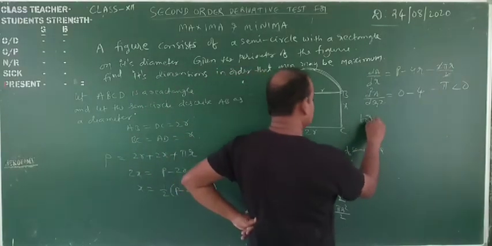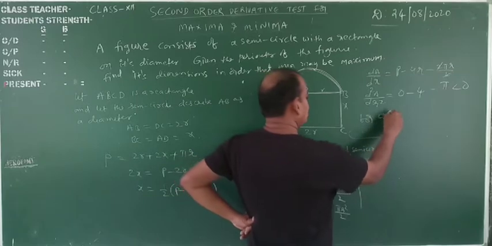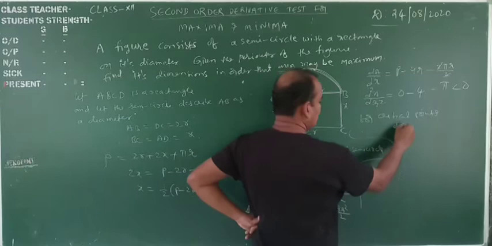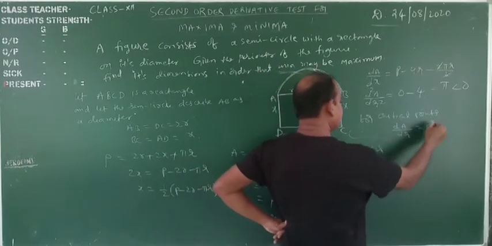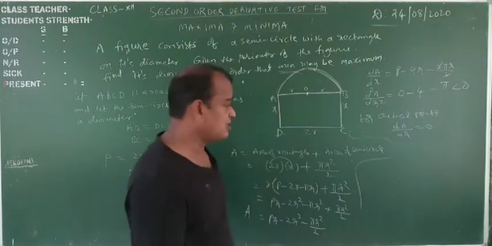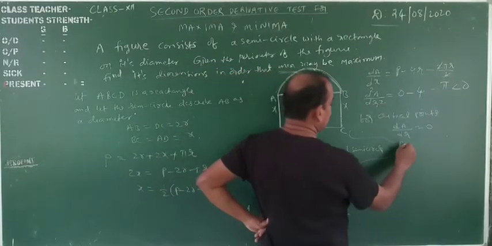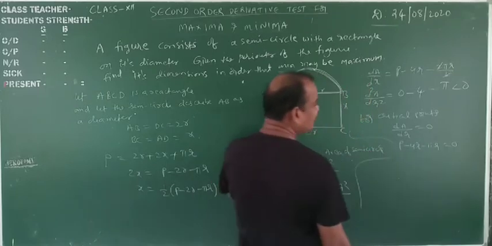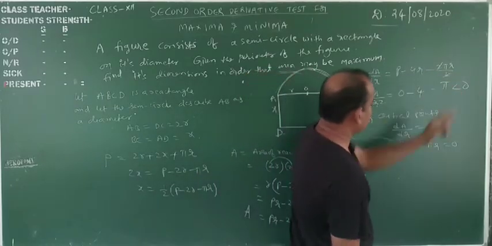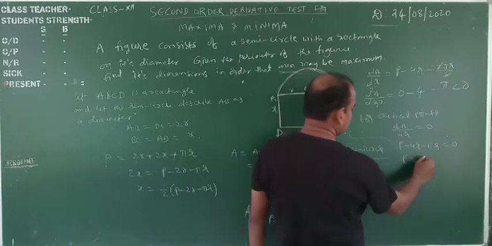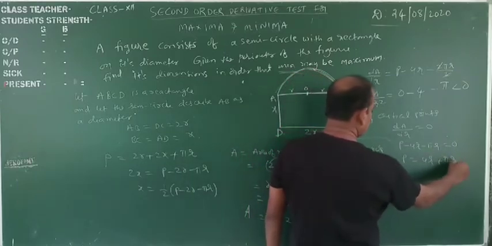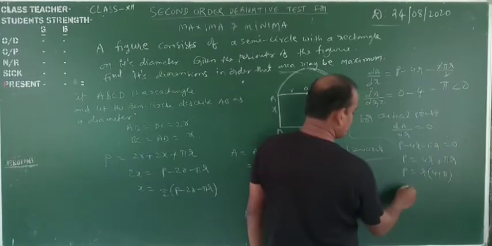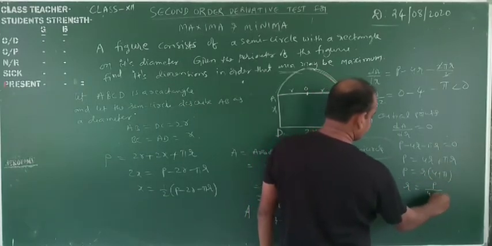For critical points, my dear students, dA by dr is equal to 0. What is dA by dr? P minus 4r minus pi r is equal to 0. Yes or no? From this, P is equal to how much? 4r plus pi r. P is equal to r taken common, 4 plus pi. Therefore, r is equal to P by 4 plus pi.